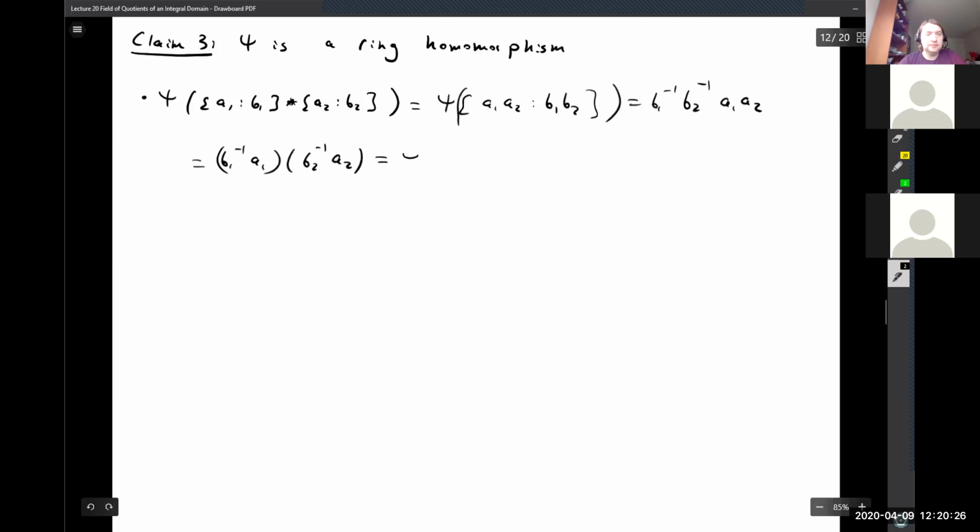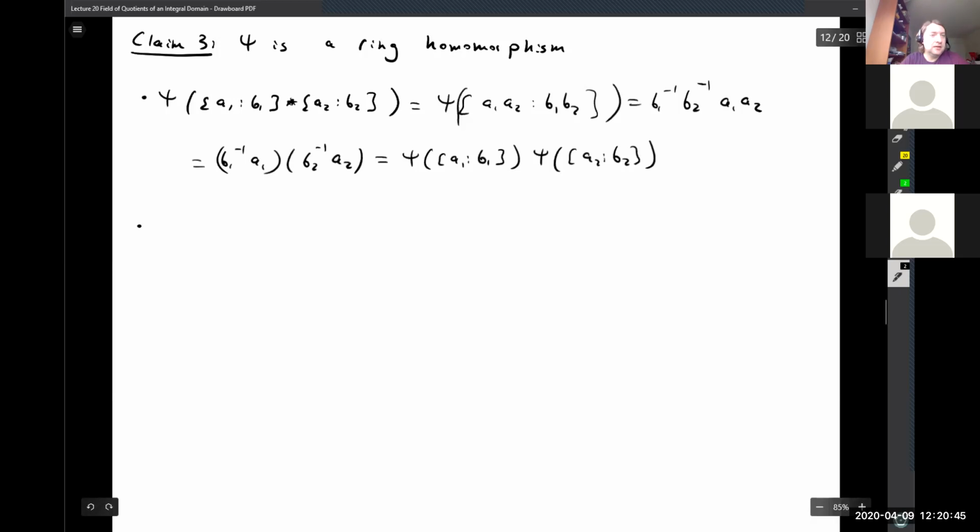and this is exactly the same as psi applied to the quotient a1 over b1 multiplied by psi applied to the quotient of a2 over b2. Okay.